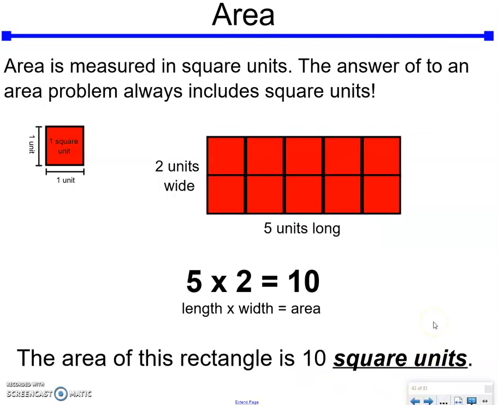Of course, area is measured in square units. The answer to an area problem always includes square units. If I were to tell you the area of this red 5x2 rectangle we were just looking at, I wouldn't tell you the area is 10. I also would not tell you the area is 10 units, because area is measured in square units. So the area of this rectangle is 10 square units.